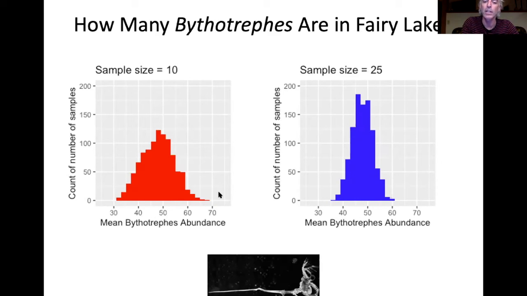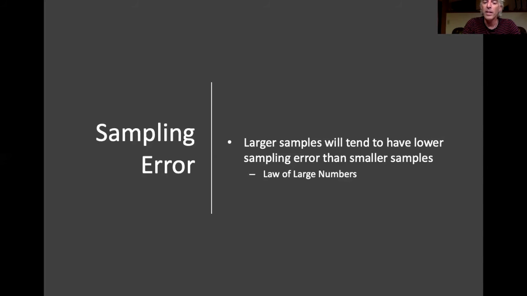And this reflects a fundamental principle of sampling error. The larger the sample size, the smaller the sampling error will be. And this is due to what's called the law of large numbers. Larger samples will tend to have lower sampling errors than smaller samples.